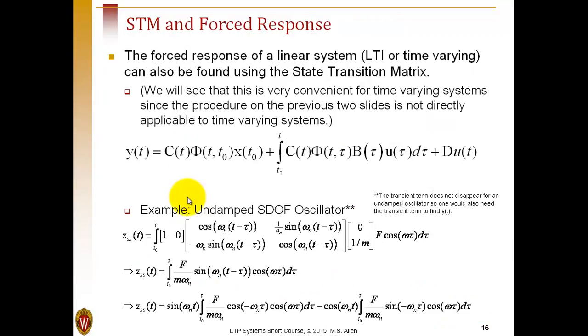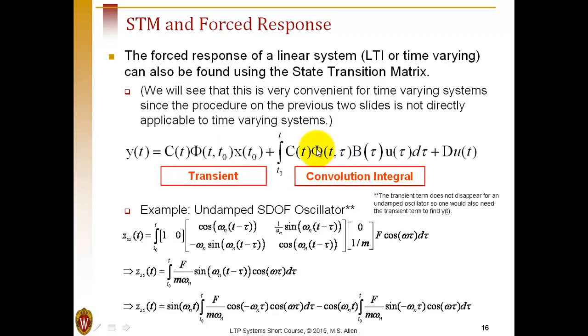Okay, now it's important to note that we could also find the same result using the state transition matrix. Standard texts on controls would derive this equation, which explains how we can find the response at any time due to an initial condition and a forcing function u of t. We have a transient term, which we've already talked about. That's the initial state times the state transition matrix.